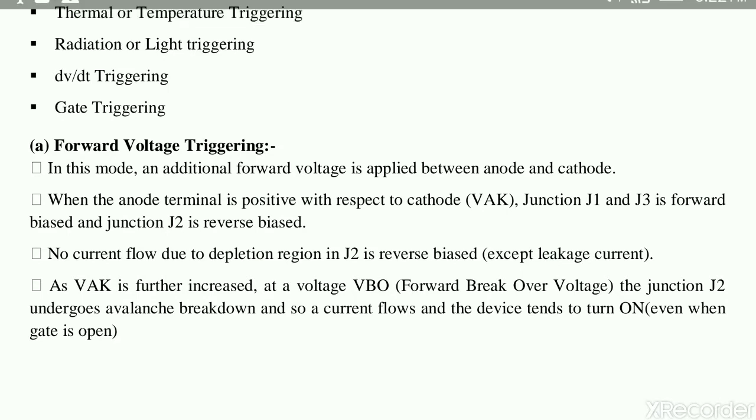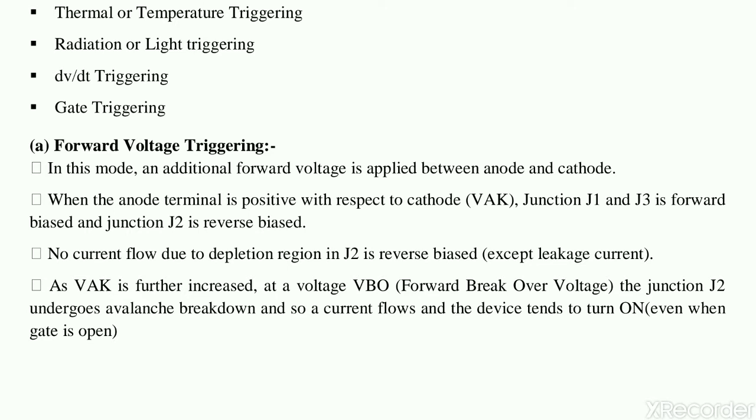In forward voltage triggering, an additional forward voltage is applied between anode and cathode. When the anode terminal is positive with respect to cathode, that is the voltage across anode and cathode shown by VAK, the junctions J1 and J3 are forward biased and junction J2 is reverse biased. You can see this from the schematic of SCR. So no current flows due to the depletion region in J2, because the J2 junction is already reverse biased.